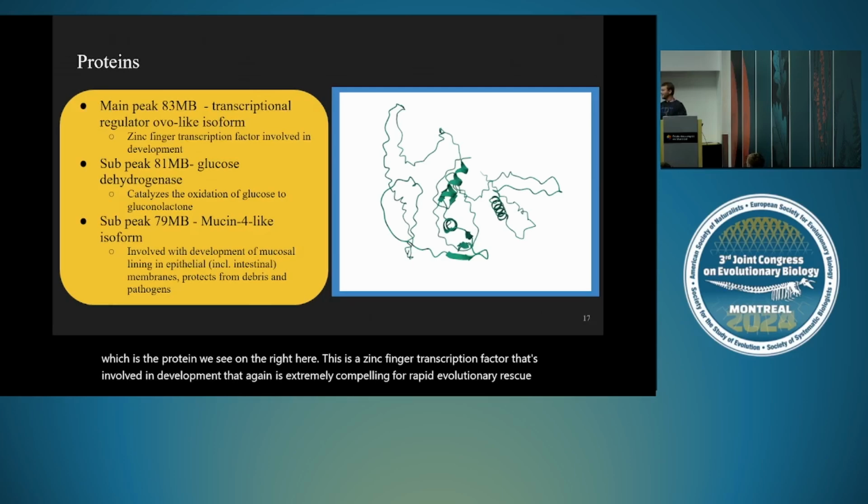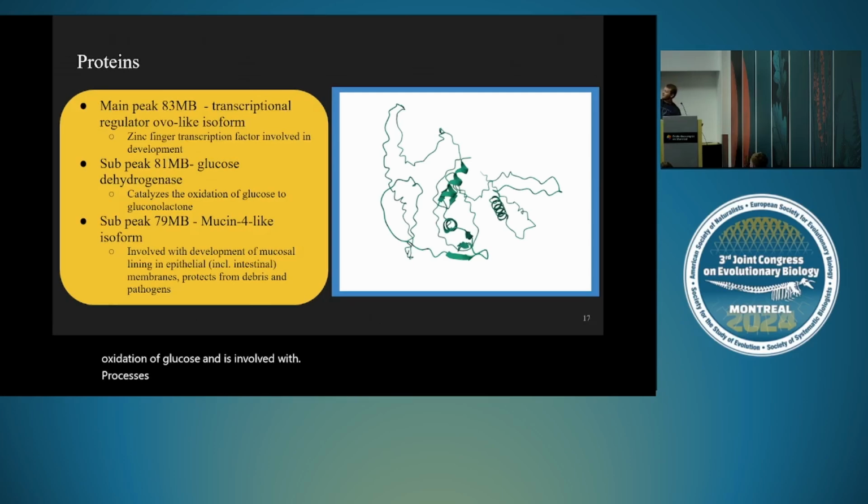Thinking about the fact that these transcription factors, gene regulatory genes, might be influencing downstream phenotypes that might explain why they're able to adapt so quickly. The next peak at 81 megabases is a glucose dehydrogenase, which catalyzes the oxidation of glucose and is involved with metabolic processes. And then finally, we have a sub-peak at 79 megabases, which is a mucin 4-like isoform.